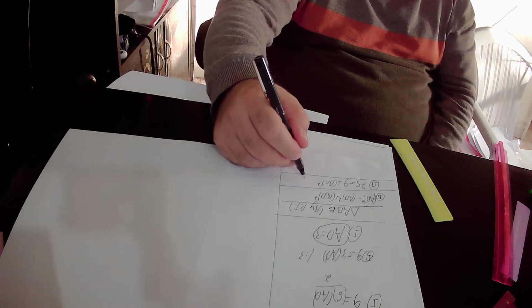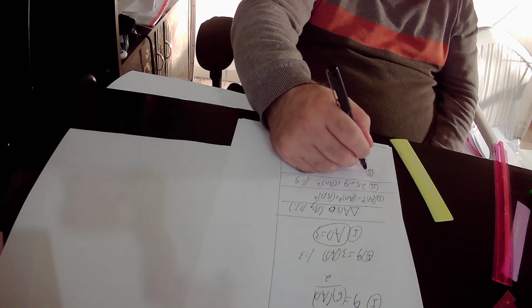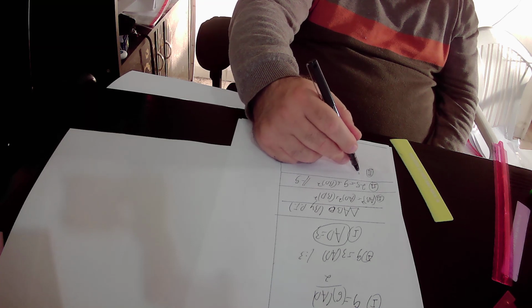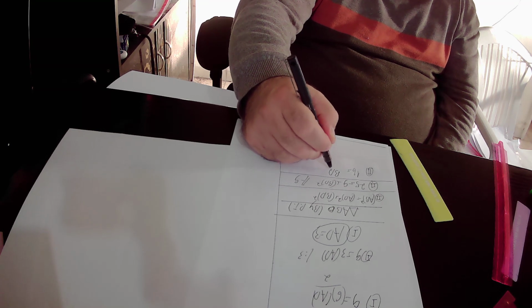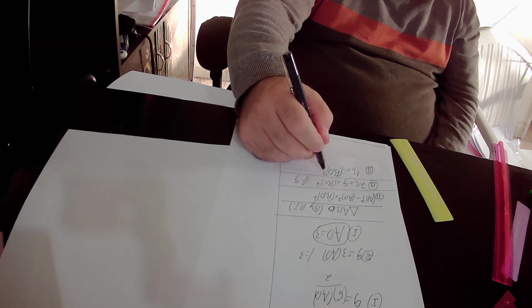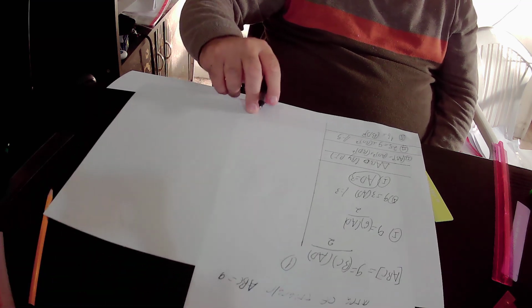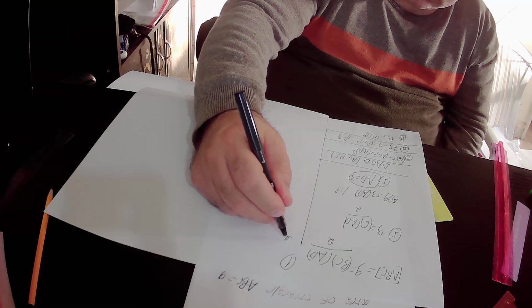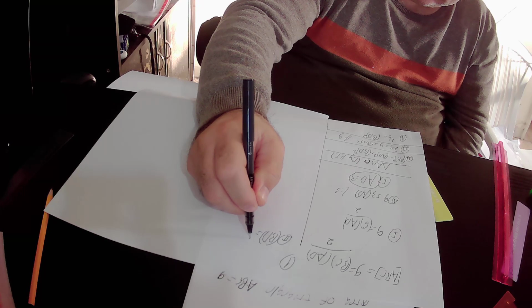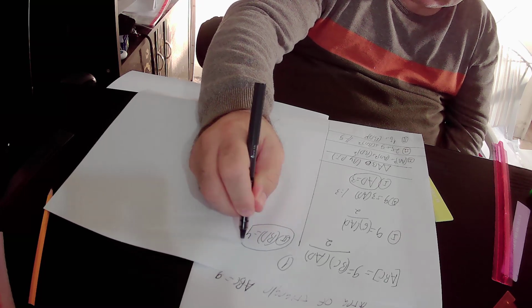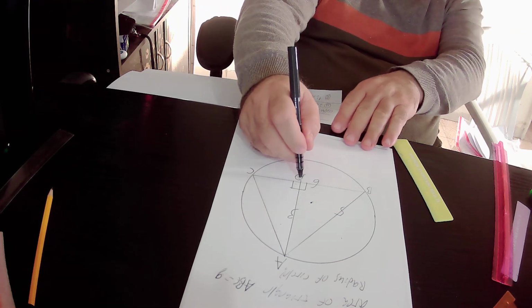Here we subtract 9 from this equation, equation number 2, and we get that 25 minus 9 is 16, equals BD squared. BD squared equals 16. Here we take the square root of this equation, and we will get that BD equals the square root of 16, that is 4. So BD equals 4 units. So we can write here that BD equals 4 units.